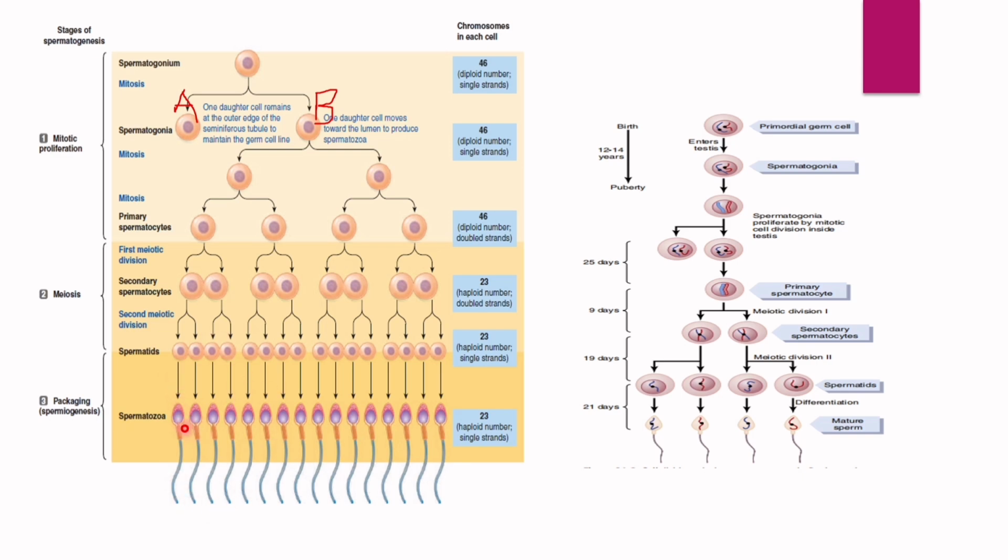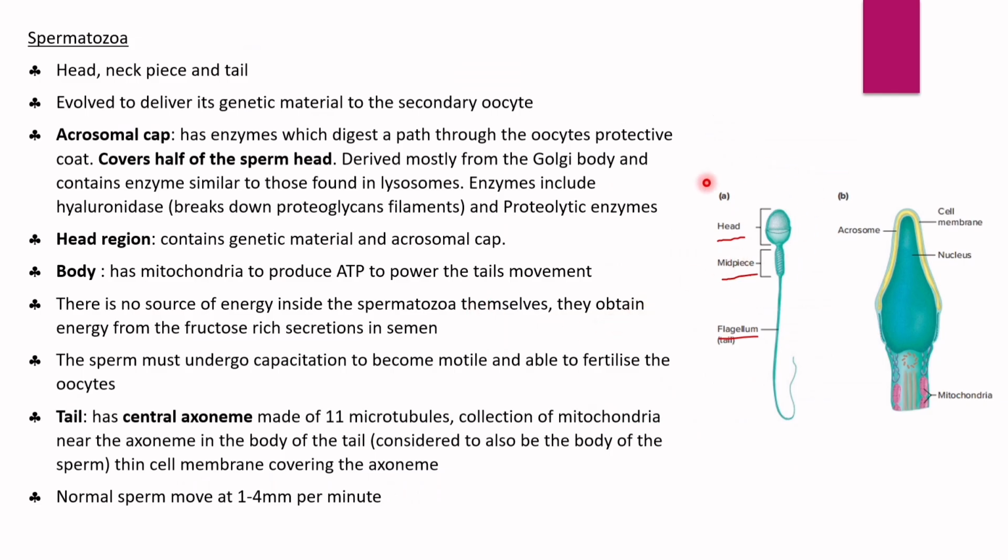In this process, they will lose some of the cytoplasmic contents, and the nucleus condenses. They develop a tail, and they develop an acrosomal cap. Let me show you. This is the spermatozoa, which has a head, a midpiece, and a tail.